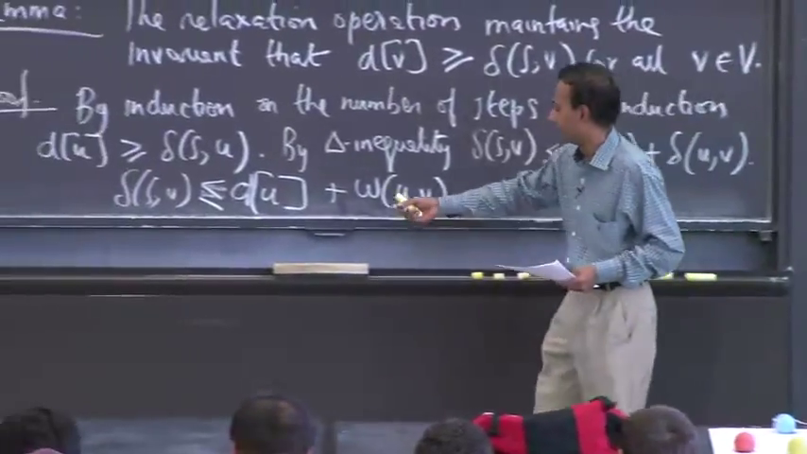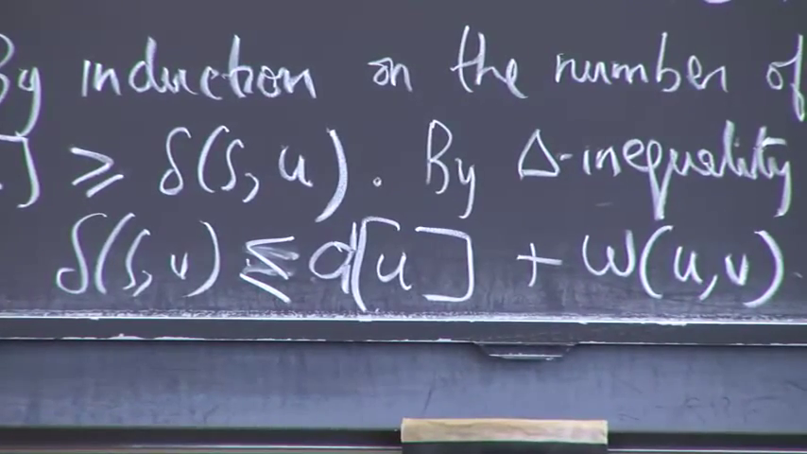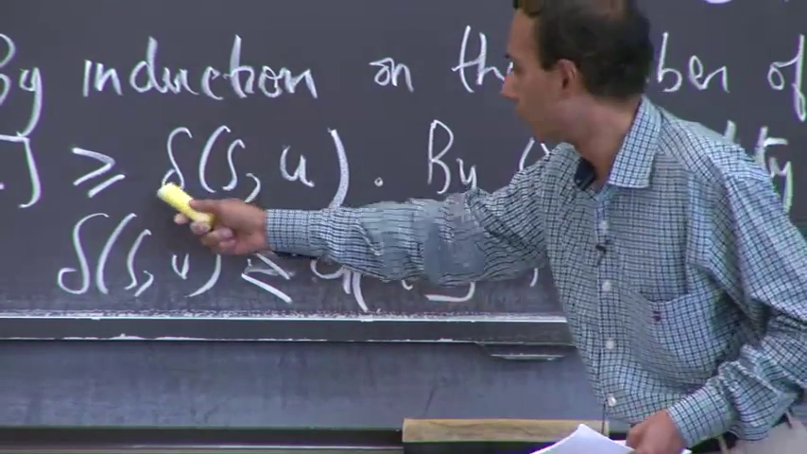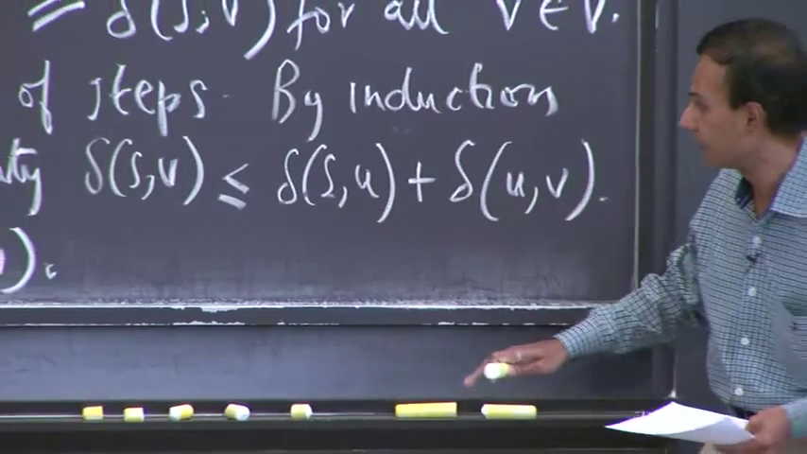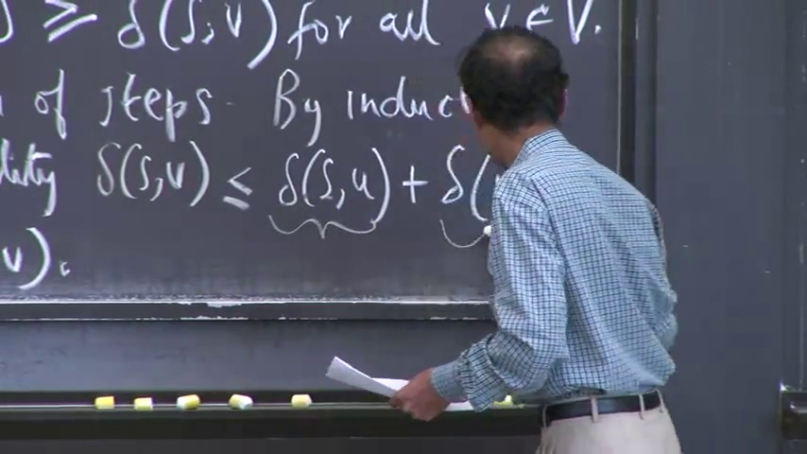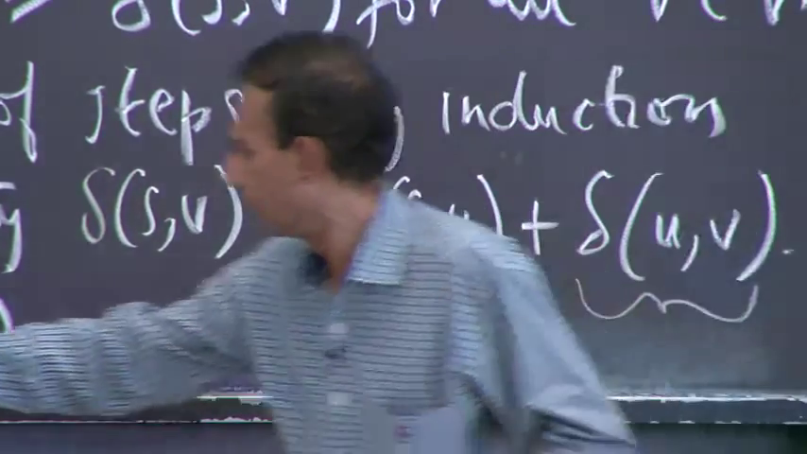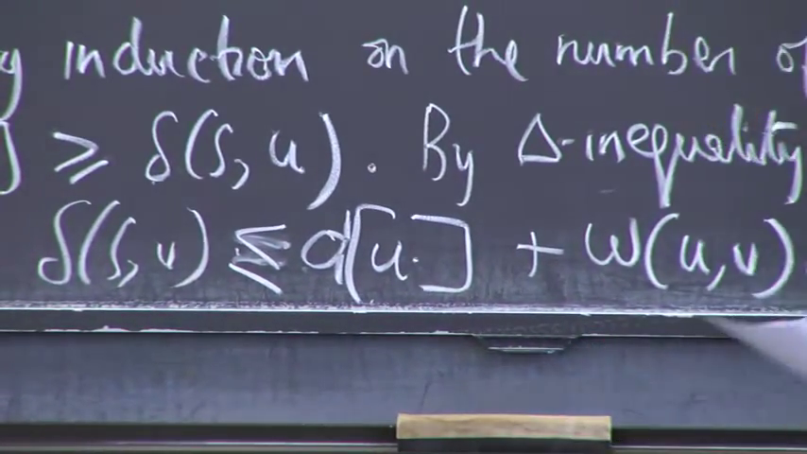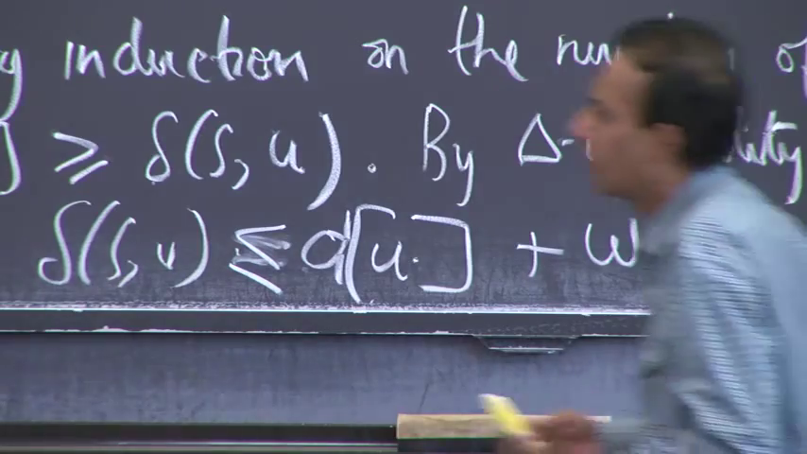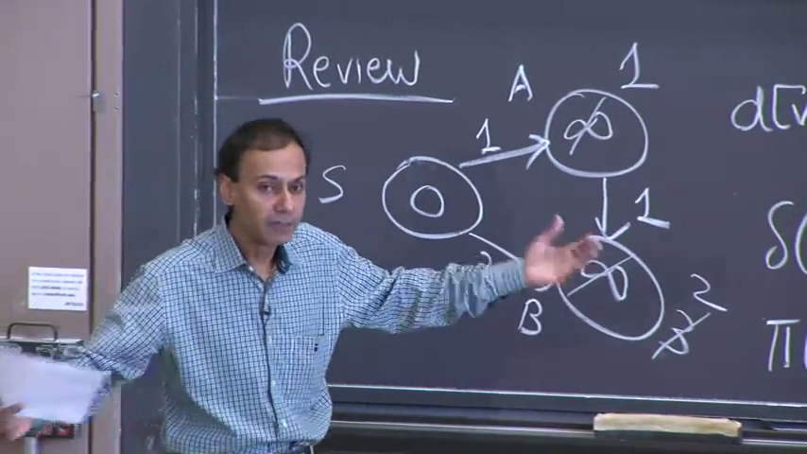But all right, so that's it. That's the proof. Fairly straightforward. Once you apply the triangle inequality, you simply look at each of these terms, and by the induction hypothesis, you could put D of U here. And I just talked about the weights and so on. And you know that WUV, which is a direct, single edge way of getting to a node, has to be greater than the shortest path.